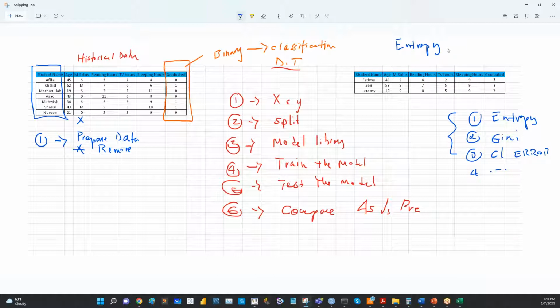And the entropy is a mathematical formula: minus probability of 0 multiplied by log base 2 of probability of 0, minus probability of 1 multiplied by log base 2 of probability of 1.